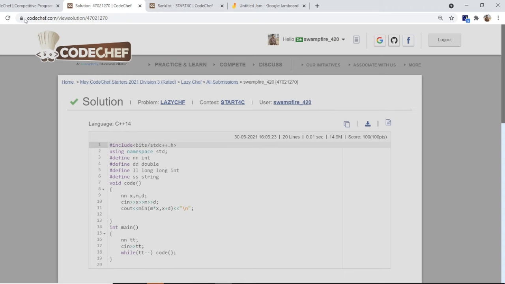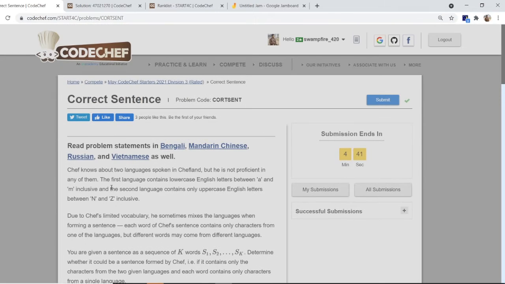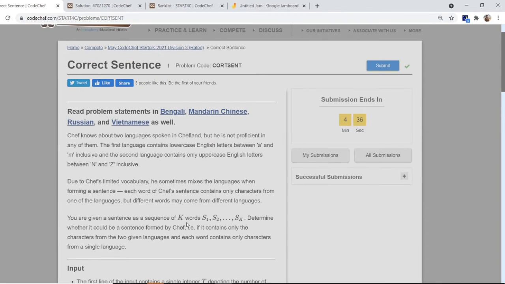Now let's jump into the second problem. This problem is a total pain. I'm not going to read the essay here. According to the question, we have two languages. The first language contains the lowercase letters a to m, and the second language contains the uppercase alphabet n to z. According to the question, the chef takes a sentence.